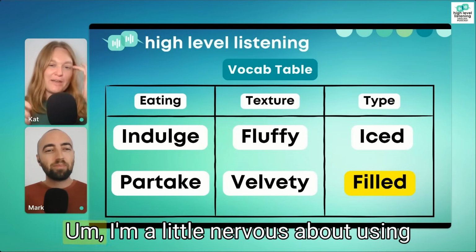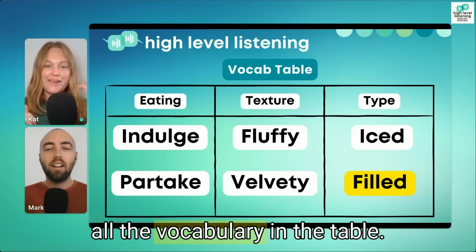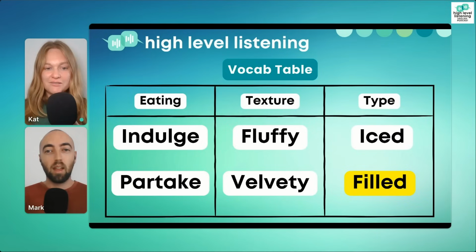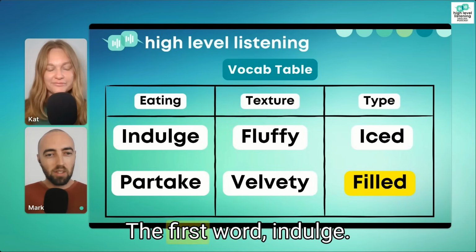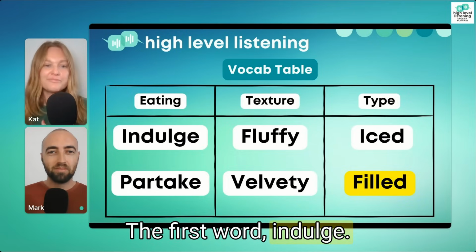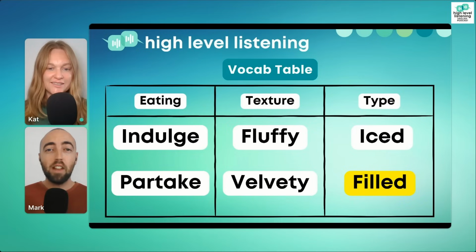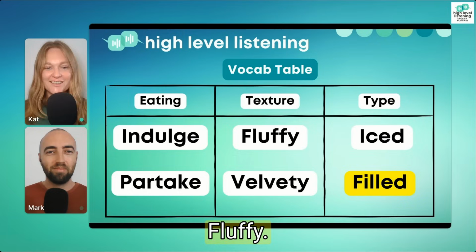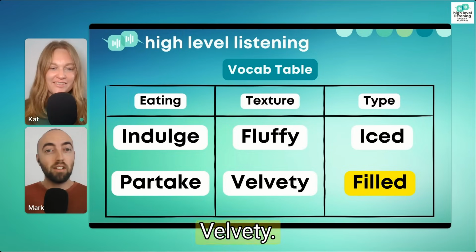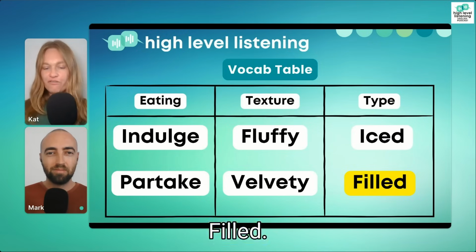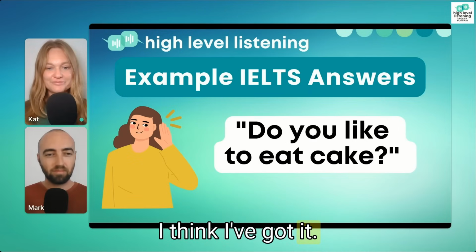Yes, I'm a little nervous about using all the vocabulary in the table. Could you read through them once more for pronunciation? Absolutely. Good idea. The first word, indulge, partake, fluffy, that's a nice one, velvety, iced, filled. Okay, I think I've got it.